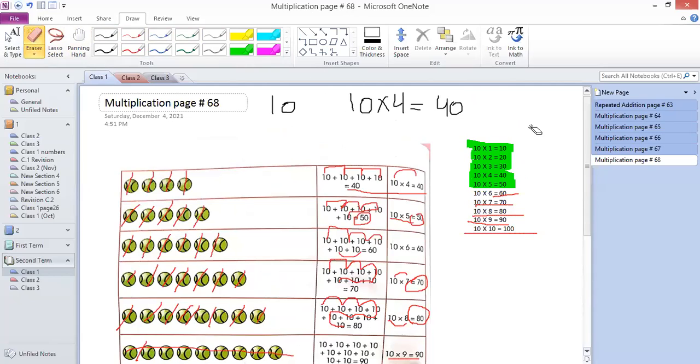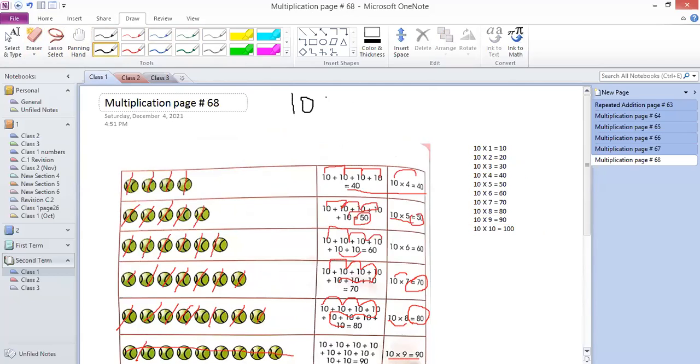Now I give you an example. Let's suppose there are 10 candies in one pack. So how many candies will be in 6 packs? If there are 10 candies in one pack, how many candies will be there in 6 packs?